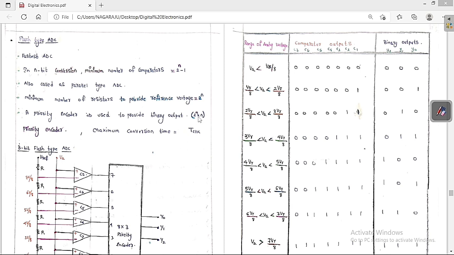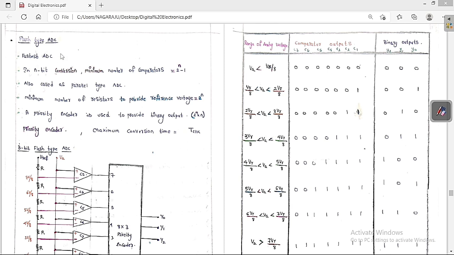I already told you the inverse of decoder is encoder. So for decoder we are going to get n cross 2 to the power of n. So it will be the reverse of 2 to the power of n cross n here. So 2 to the power of n input lines and n output lines. So this is our priority encoder, and the maximum conversion time I have already told you is T clock. So these are the important points that you always have to keep in your mind.